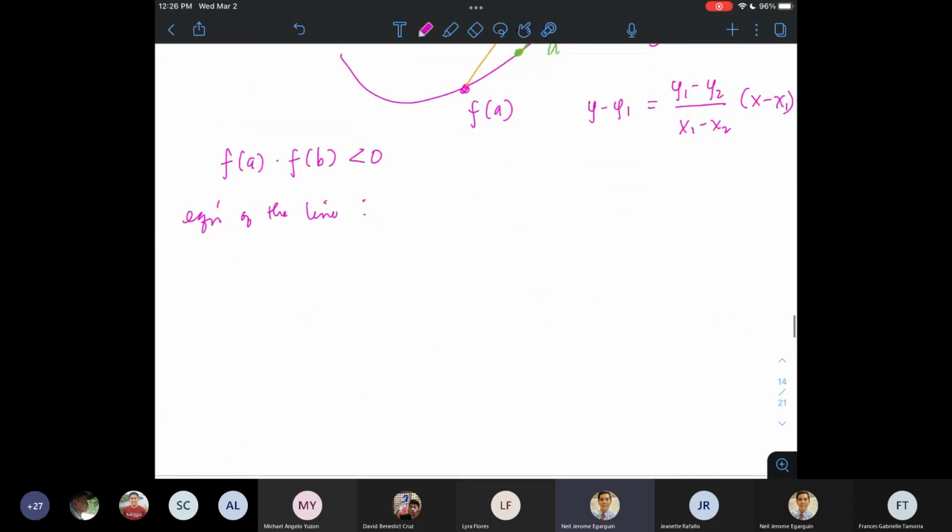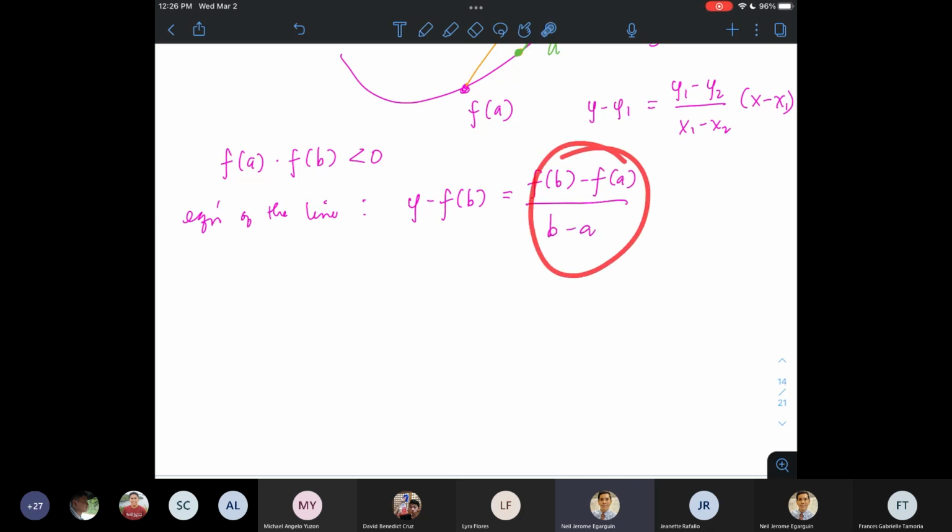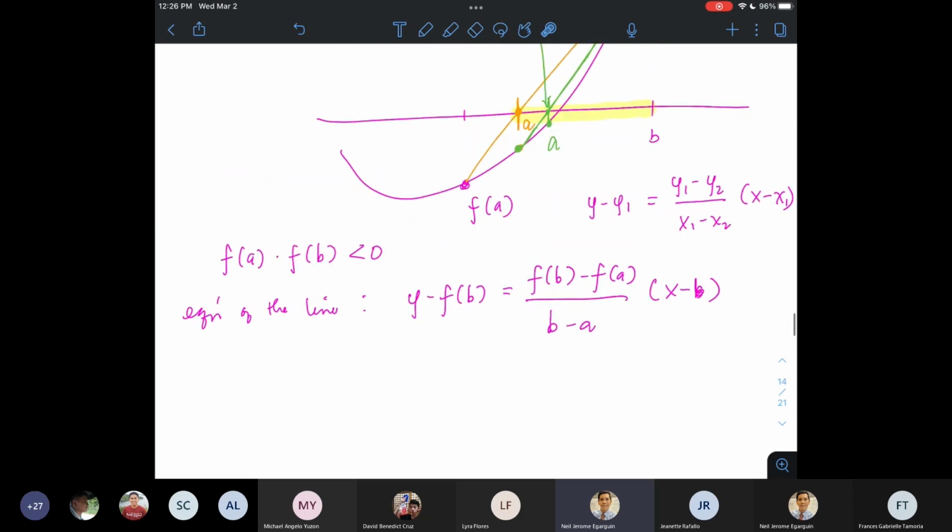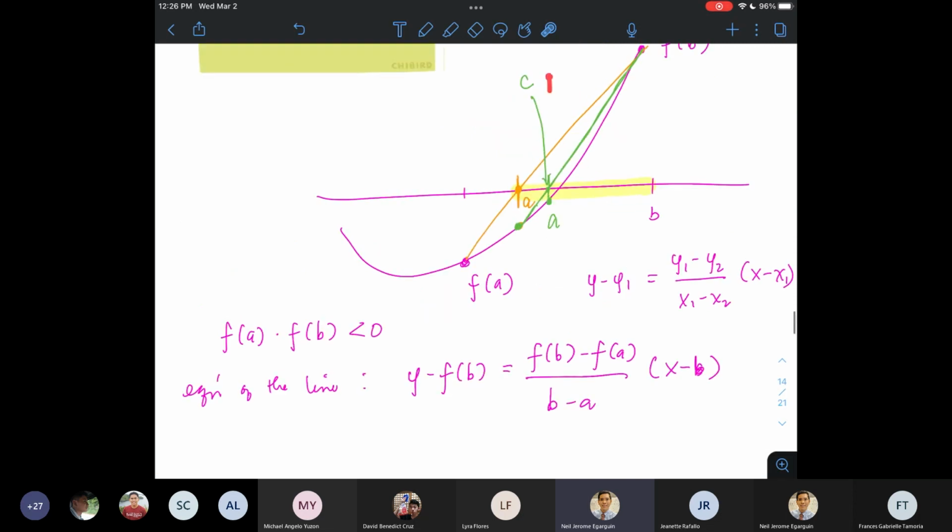B yung ginamit ko. So, yeah, the equation of the line will be y minus f of b equals f of b minus f of a over b minus a. So remember, this is the slope of your line times x minus b. Kasi f of b yung ginamit ko rito, so b ito dapat. Okay, so yan yung equation ng line na daraan dun sa endpoints. Tapos, gusto natin kunin yung x-intercept. Do you guys remember how to compute for the x-intercept of a line? Paano natin kinocompute si C?